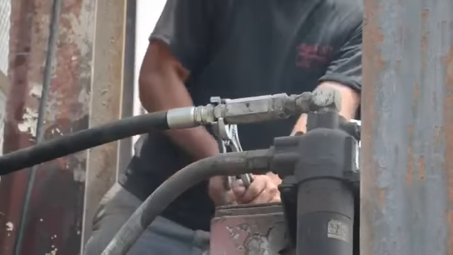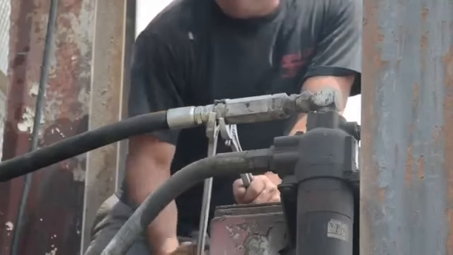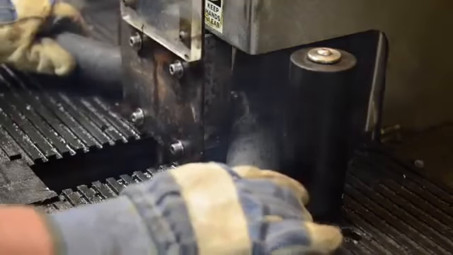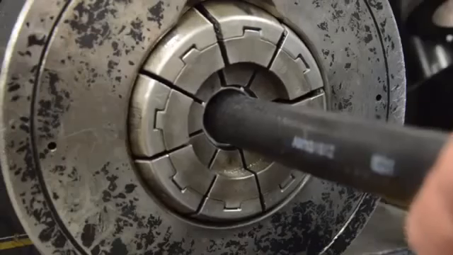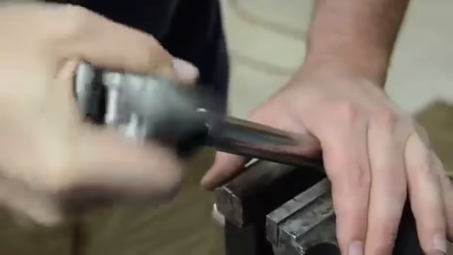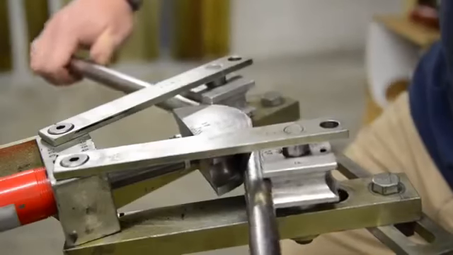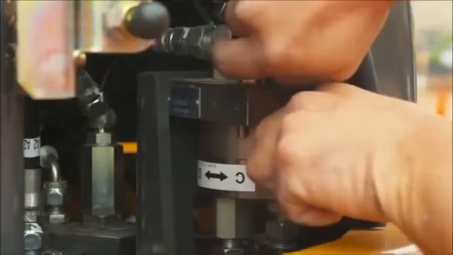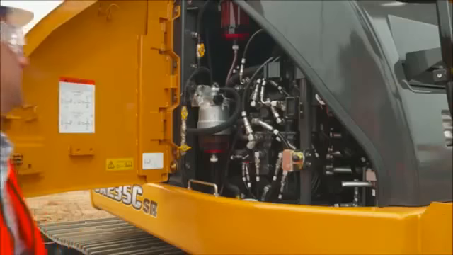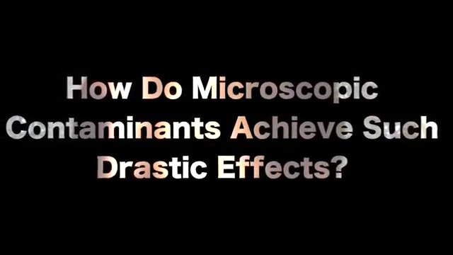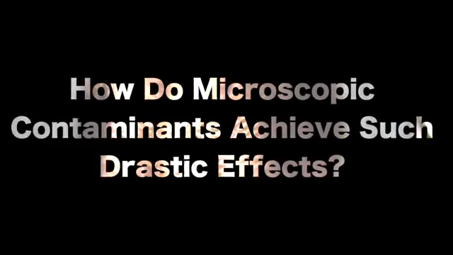Large amounts of contamination are introduced at the time of hose and tube installation on hydraulic machinery. Contamination is generated in hydraulic hose at the time of cutting and crimping. Contamination enters metal tube assemblies during the cutting, deburring, bending, and flaring processes. Hoses and tubes that are not cleaned before installation will have a detrimental effect on any hydraulic system they are being installed on. How do microscopic contaminants achieve such large and drastic effects?